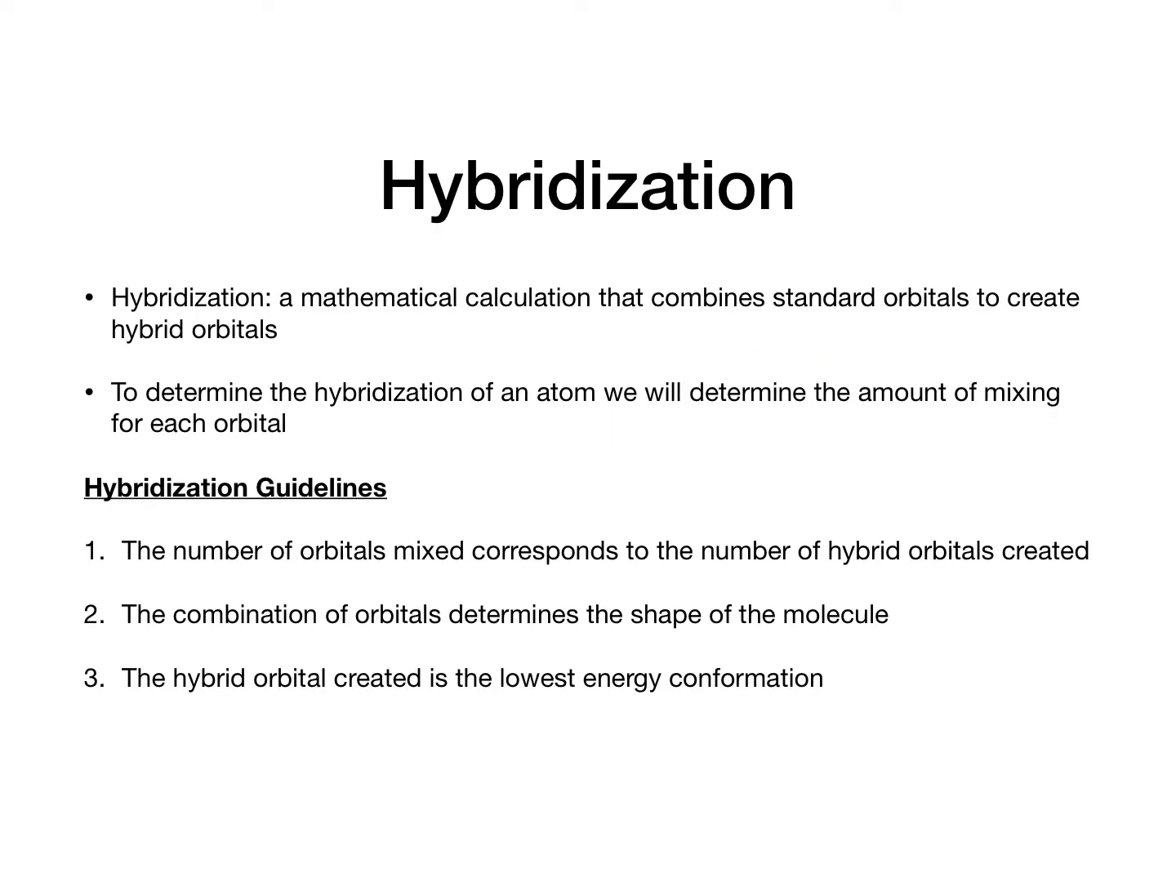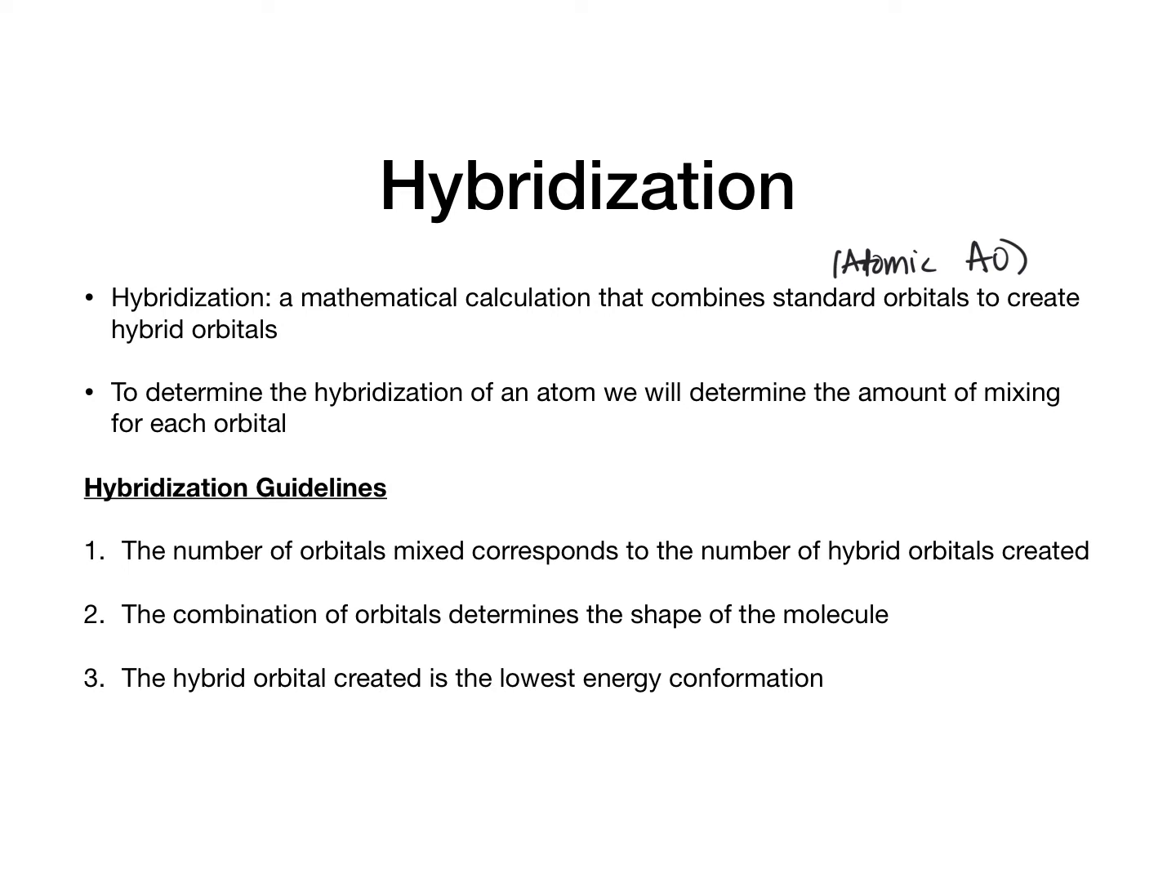Hybridization is a mathematical calculation, which we will not complete, that combines standard orbitals to create hybrid orbitals. These standard orbitals are often called atomic orbitals, or AO, and we're going to create hybrid orbitals. We are going to determine the amount of mixing, i.e. how many orbitals mix together and how they mix together to create each unique base geometry.